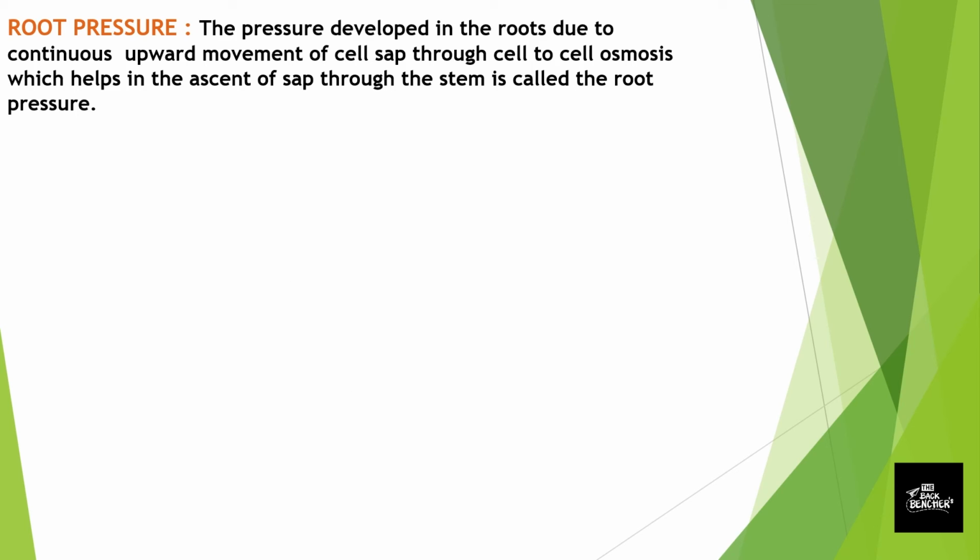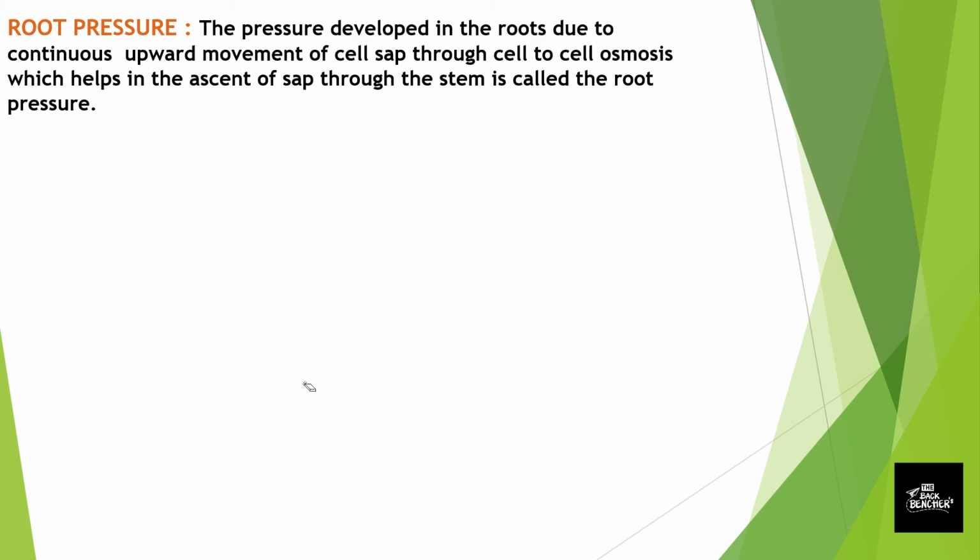You can see in the definition here, root pressure is basically the pressure which is developed in the roots due to the continuous upward movement of cell sap through cell to cell osmosis. That is all. As we have discussed a lot, when things are transferred from one root cell to another, osmosis takes place. So continuous osmosis is taking place.